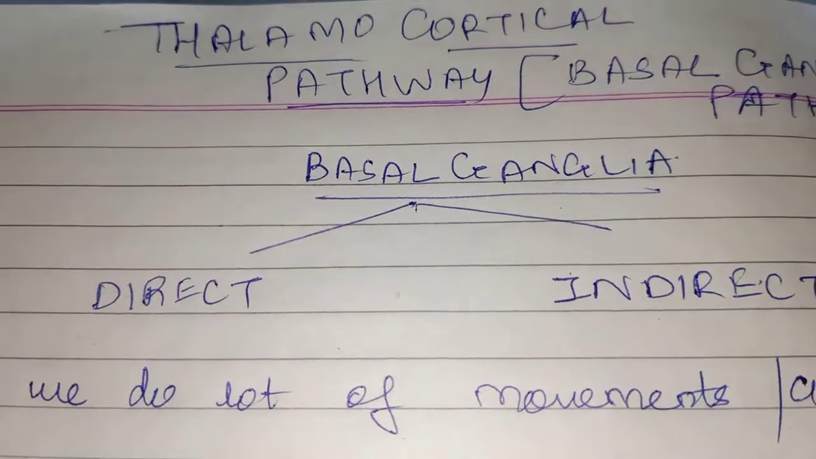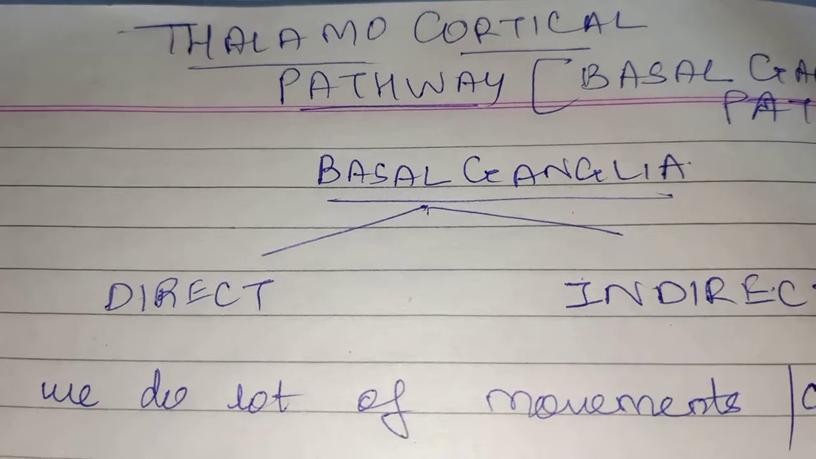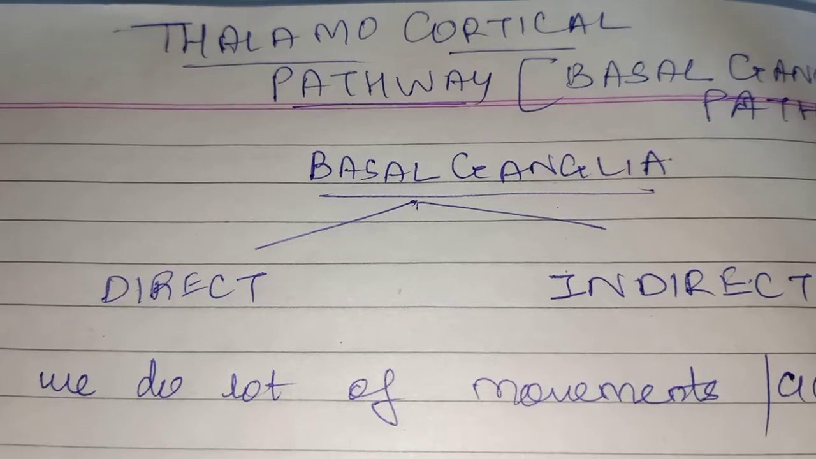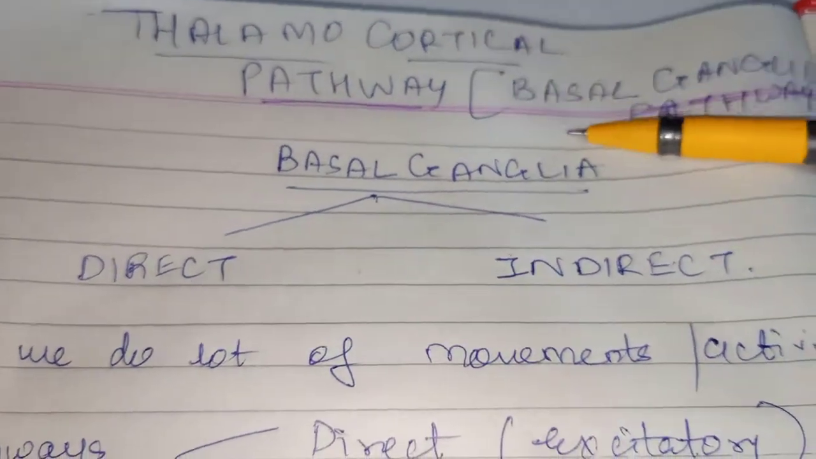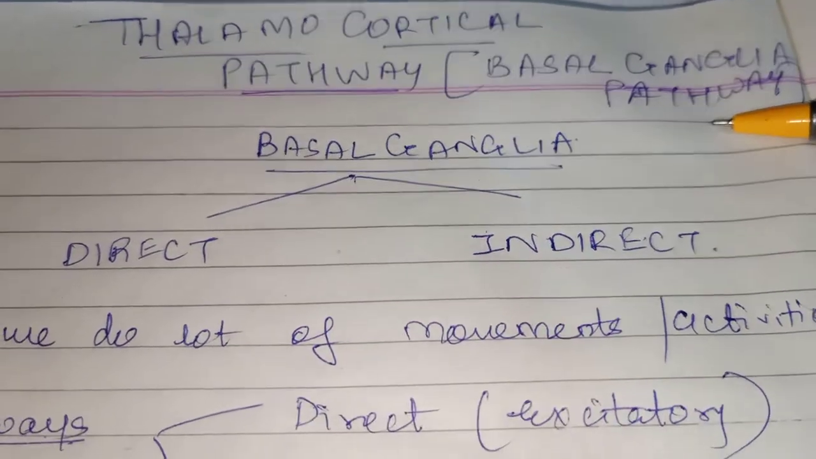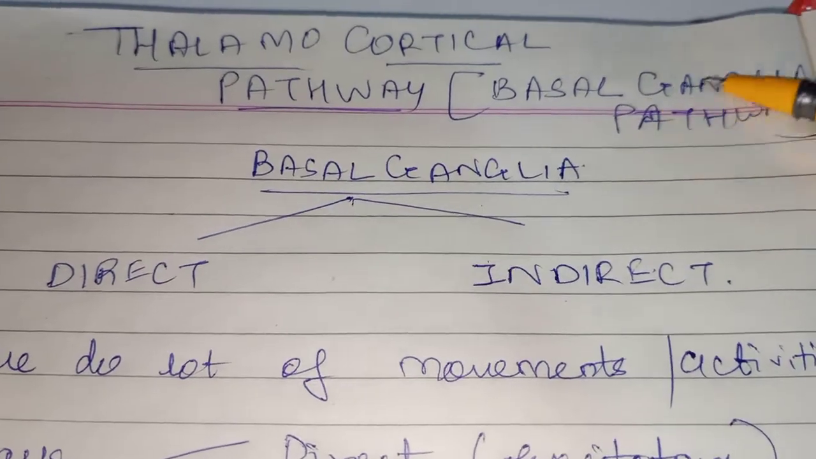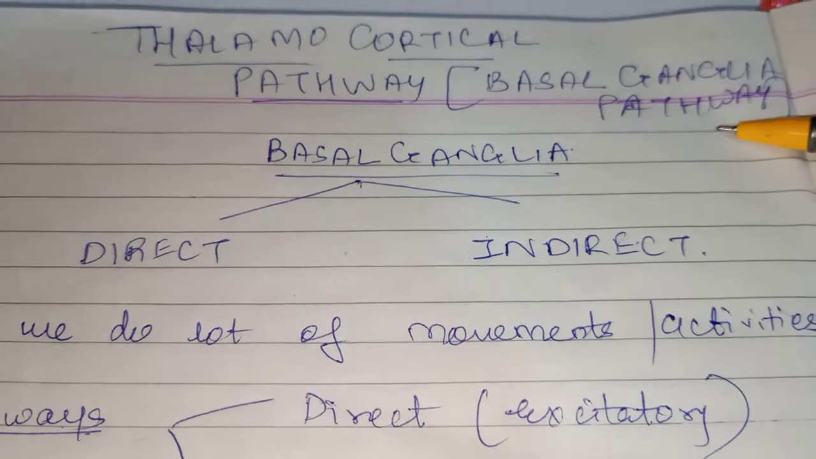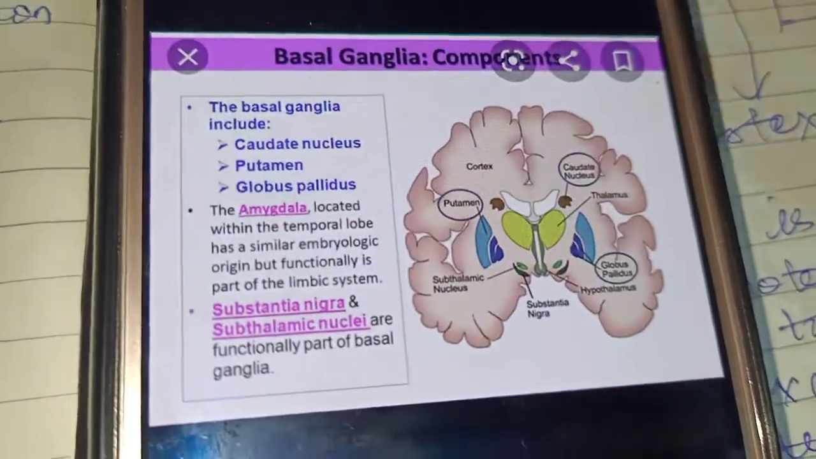Hello students, in this video I will explain to you about the thalamocortical pathway, that is including the thalamus and the cortex. Now this pathway is also known as the basal ganglia pathway. Now what is basal ganglia? First we'll see what the components of basal ganglia are. What does basal ganglia include?